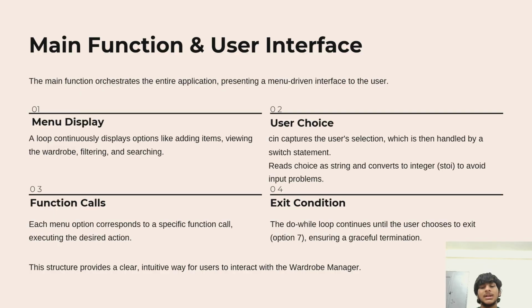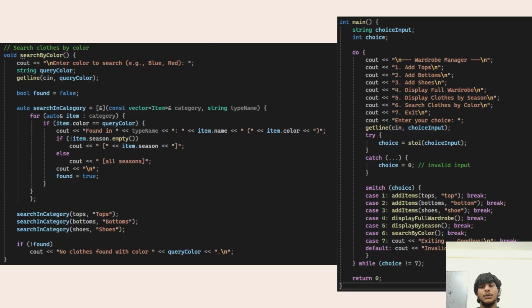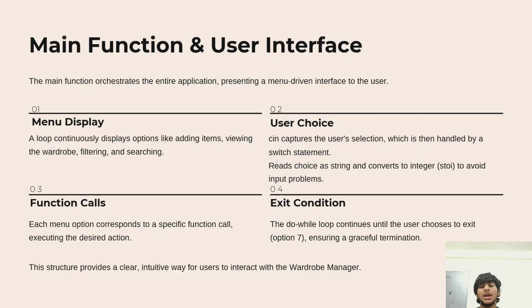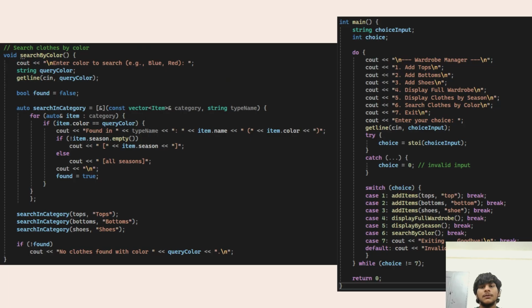And at last, the exit condition. Here we can observe a do-while loop. The do-while loop continues until the user chooses to exit, ensuring a graceful termination. This structure provides a clear, intuitive way for users to interact with the wardrobe manager. Here we can observe the code for the main function. In this main function, there is a do-while loop and switch cases. And if the user chooses to exit, then we will print a message and tell him goodbye.